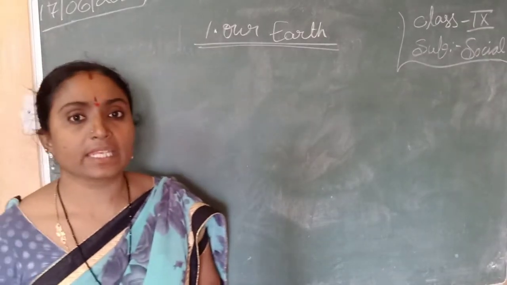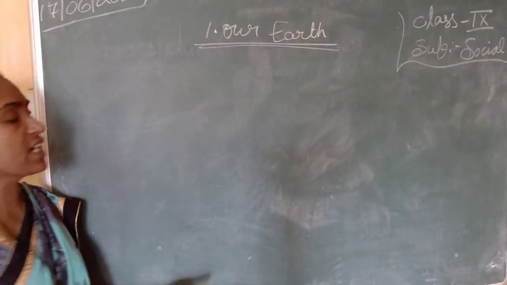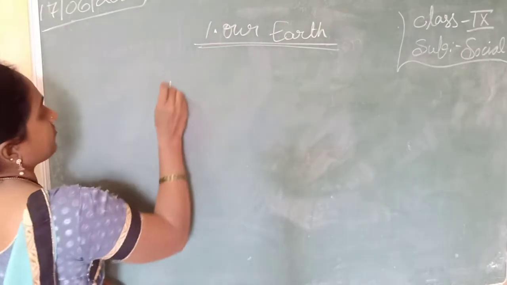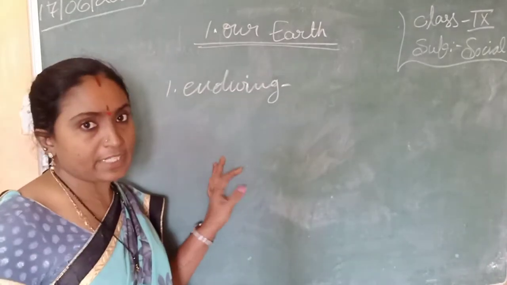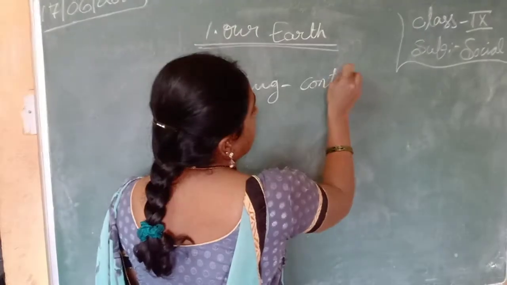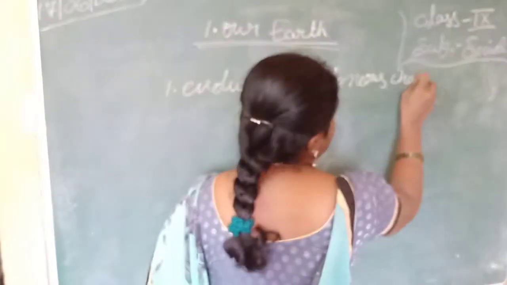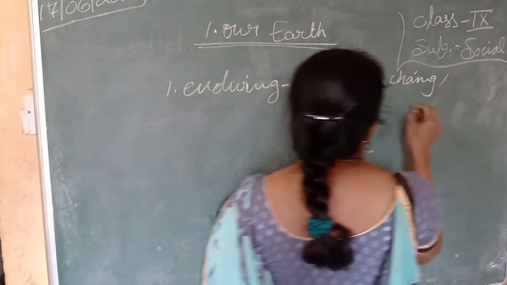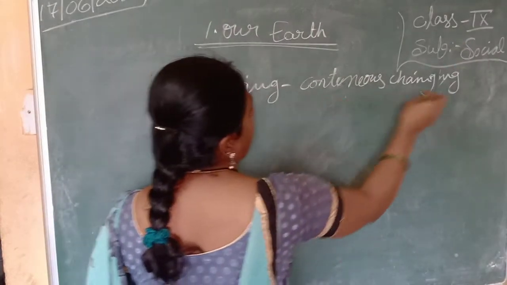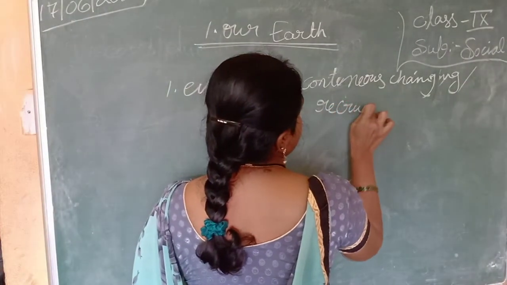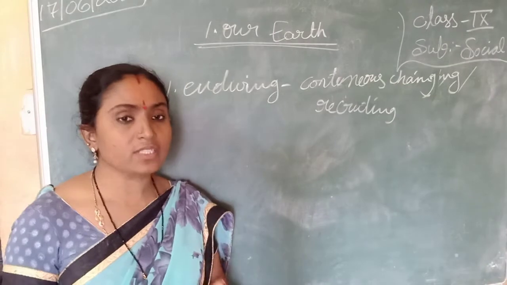Over 1 lakh years ago. Evolved. What is meant by evolve? Evolving means continuous changing. In our life, we are changing day to day.